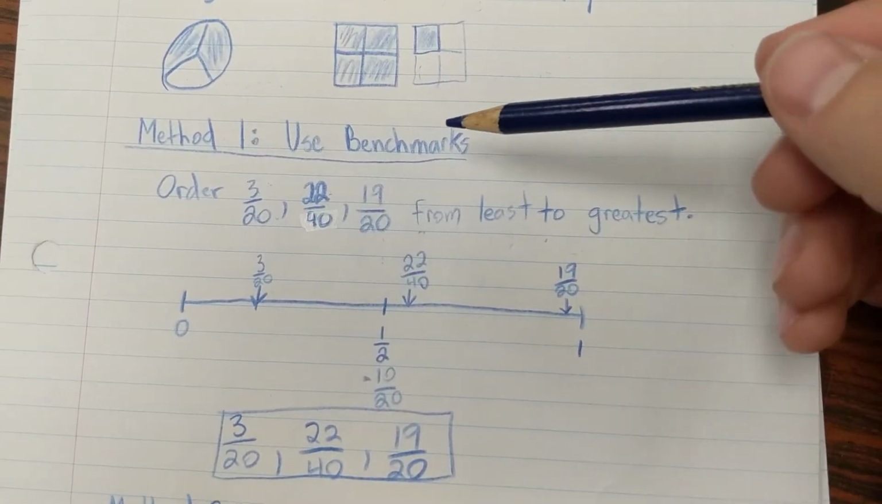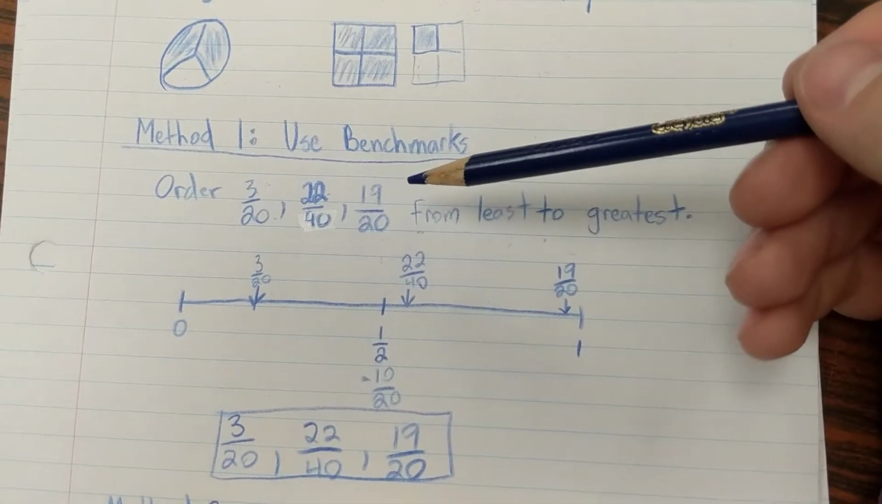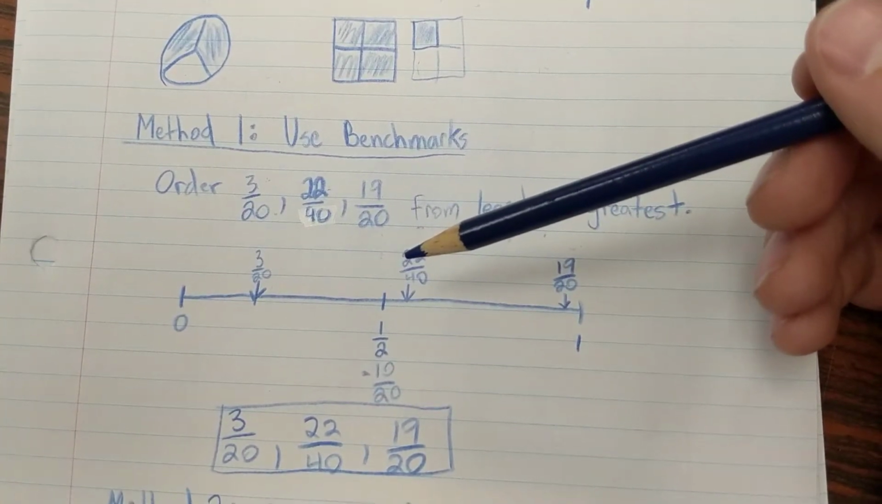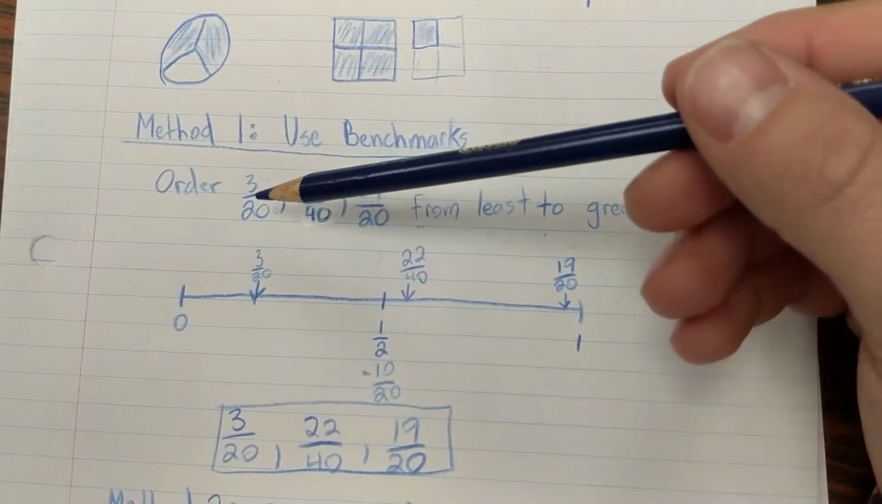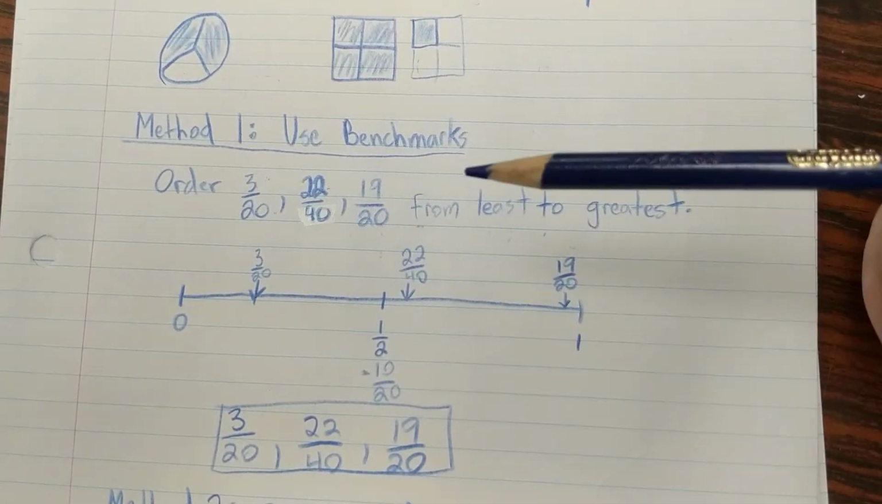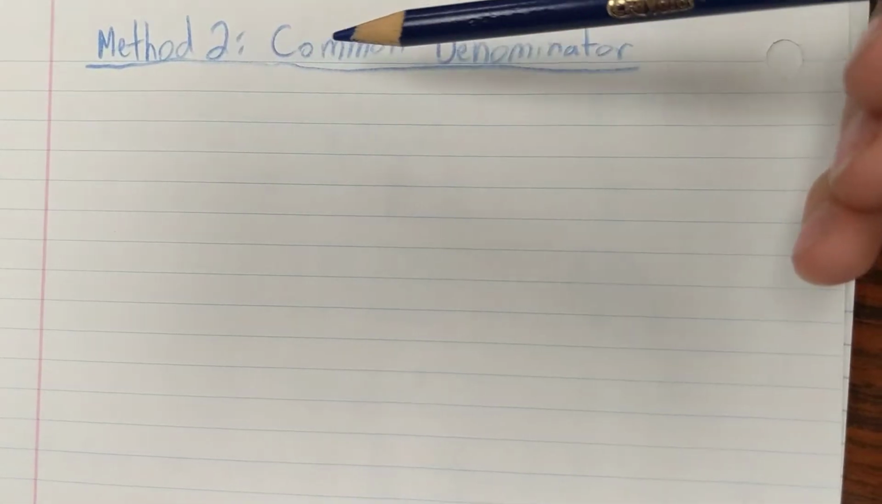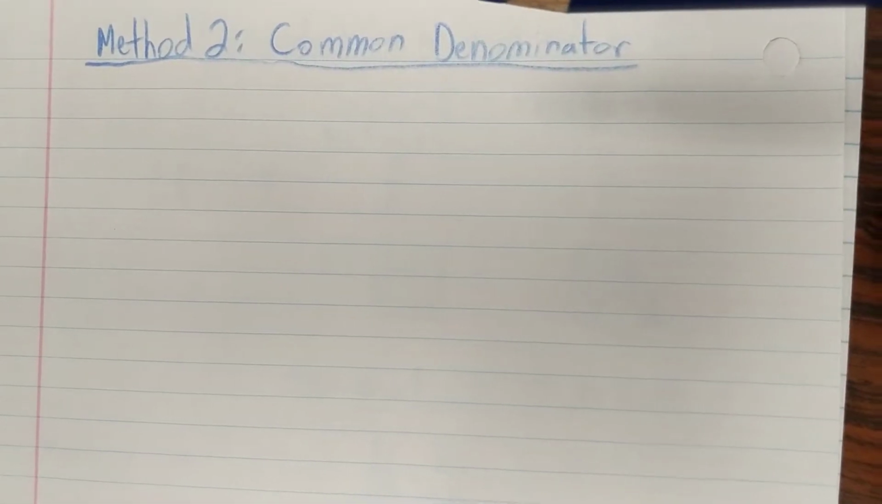I like using method 1, the benchmarks, for estimating. But there are a couple other methods that I find more successful getting exact answers, especially when you have a lot of numbers to organize. One of them is method 2, I call it, which is finding a common denominator.